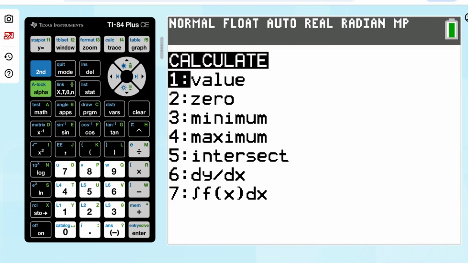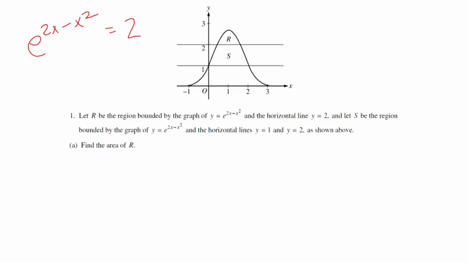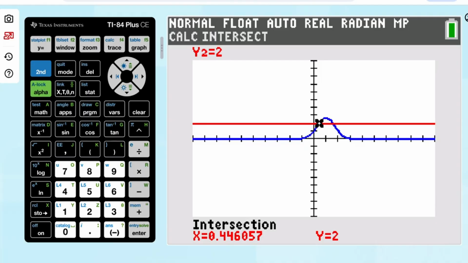And we'll hit second trace, option 5 for intersect, and go kind of close to that intersection point and hit enter. Go a little past that intersection point and hit enter. And our first value is 0.446057. So we'll make a note of that. X equals 0.446057. And I'm just going to call this A so I don't have to keep rewriting it.